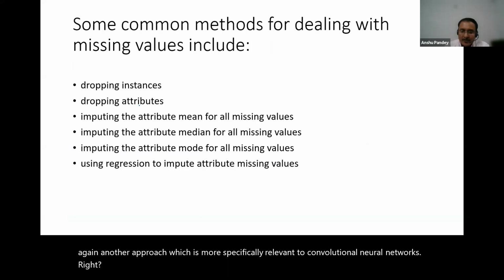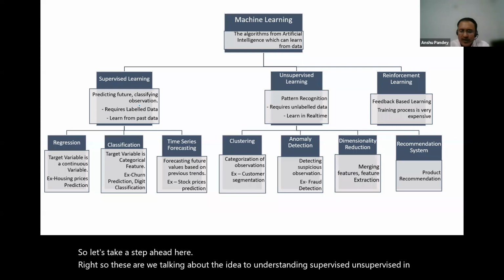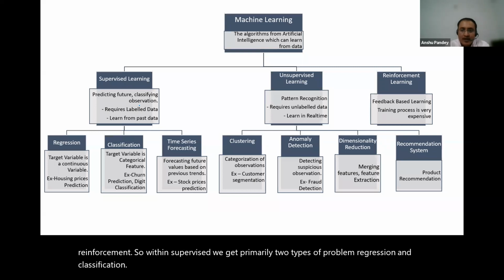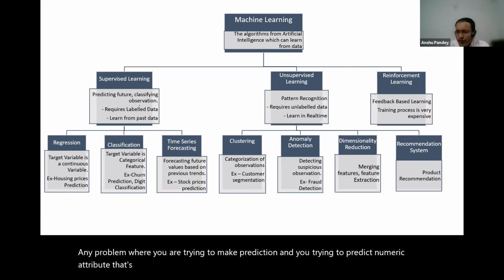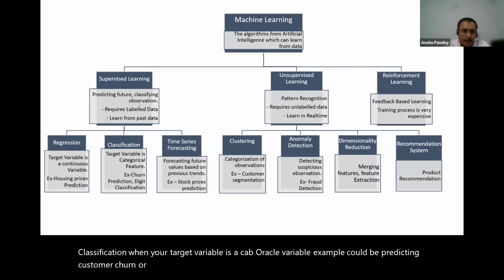So let's take a step ahead here. This is where we talk about understanding supervised, unsupervised, and reinforcement learning. Within supervised, we get primarily two types of problem: regression and classification. Any problem where you're trying to predict a numeric attribute is a regression problem. An example could be predicting housing prices or the fare of a ride. Classification is when your target variable is categorical, for example predicting customer churn or the type of email.